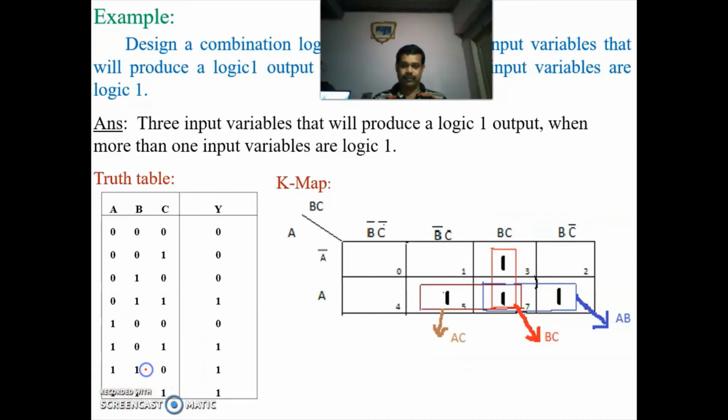Now, next for this group, we have taken these two rows and only one column. So here the value is changing. Here you are having 0, here is 1, or here you are having A bar, here you are having A. So it is changing, neglect that variable. So here you are getting BC for this one. Similarly, for this one, you have considered this row. So the variable here is A, and in these two columns, B is not changing, so AB. So your expression is AC plus BC plus AB.